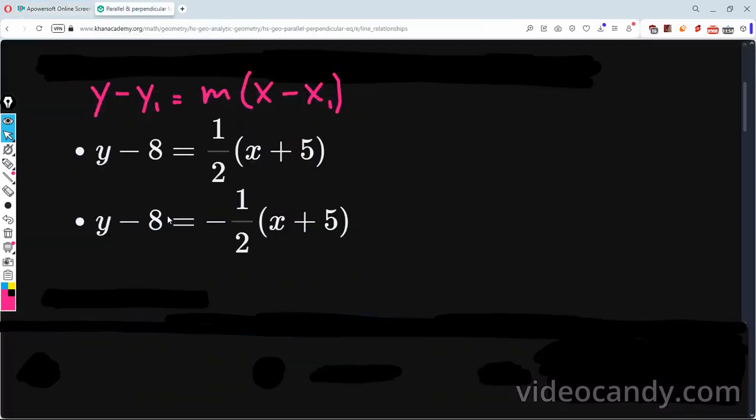All right, we have our 2 equations here, and these are clearly in point slope form: y minus y1 equals m times x minus x1. So the slope m is in front of the x minus x1. On the first equation, the slope is clearly 1/2. On the second equation, times the x minus x1 right here, the slope is negative 1/2.